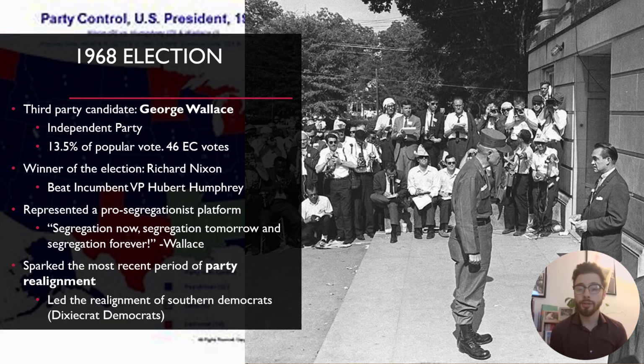The winner of this election was the president that we know infamously due to the Watergate scandals as Richard Nixon, beating the incumbent vice president Hubert Humphrey. This represented a pro-segregationist platform. You see sentiments by George Wallace, segregation now, segregation tomorrow, and segregation forever, echoed in his campaign speeches that garnered 13.5% of the popular vote in 1968.